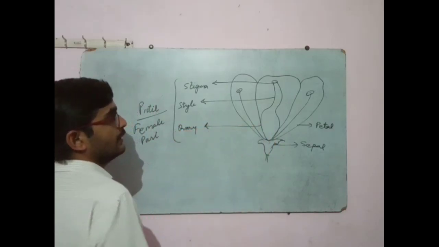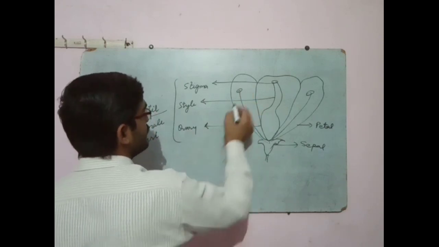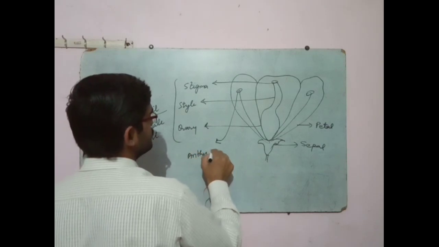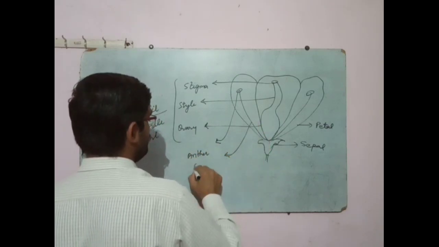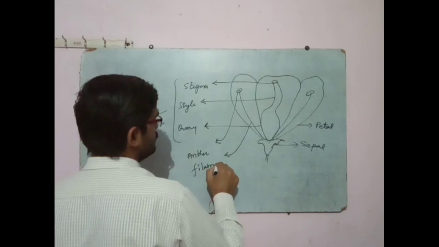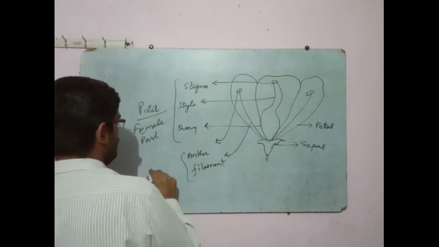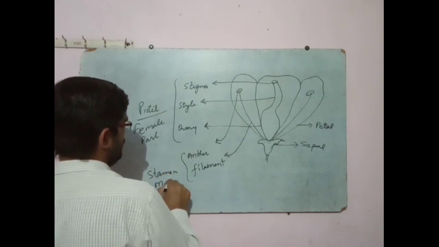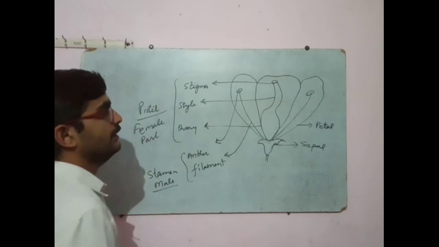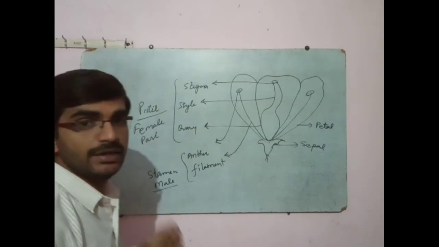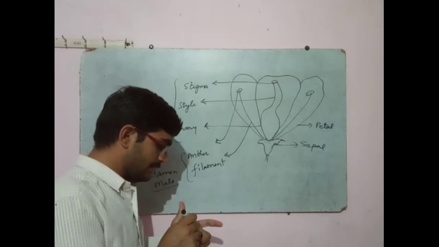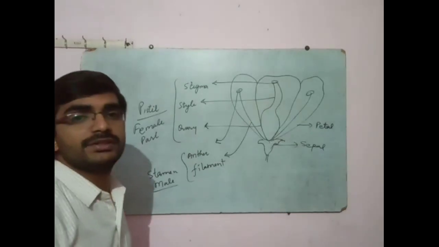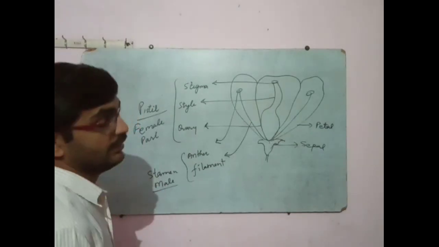Okay, and one more part is there. This one, anther, and this is filament, or these collectively are called stamen, or we can say male part of flower. These are the different parts of a flower which we have discussed in the earlier video, but in this video we are going to discuss how the seeds are formed in the flower or in a fruit.